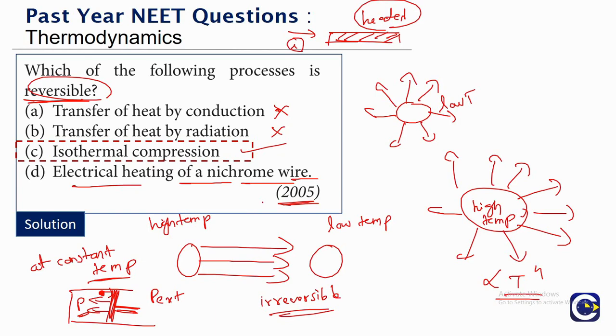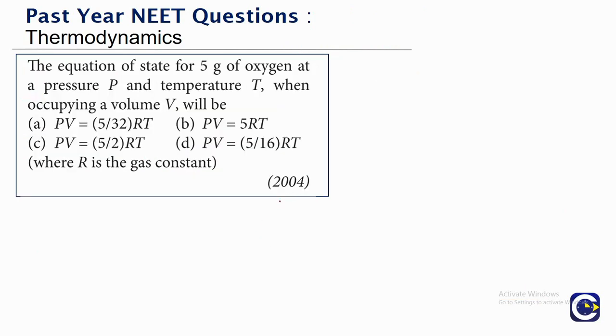Because electrical current means what? It is a form of energy, and that is used to heat the nichrome wire when we pass the current, but we cannot reverse it. From that heated nichrome wire we will not be able to get the current. So this is also what? Irreversible. So the one that is reversible is what? Option C. Okay, we'll go to the next question.